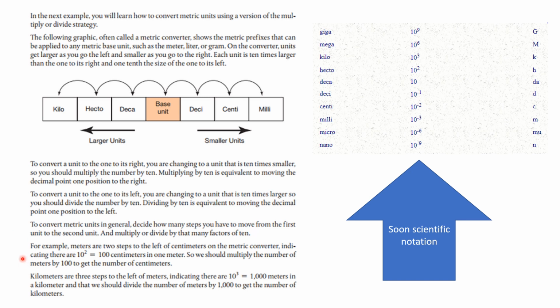For example, meters are 2 steps to the left of centimeters on the metric converter, indicating there are 10 squared or 100 centimeters in 1 meter. So we should multiply the number of meters by 100 to get the number of centimeters. Kilometers are 3 steps to the left of meters, indicating there are 10 cubed or 1,000 meters in a kilometer, and so we should divide that number by 1,000 to get the number of kilometers. And here are some even more terms that are often used as prefixes and their powers of 10, and soon in this course we will talk about scientific notation, and those will become more prominent.